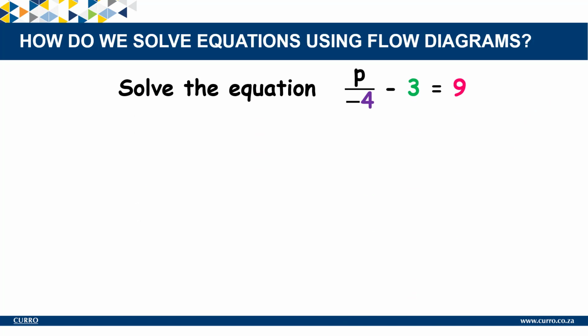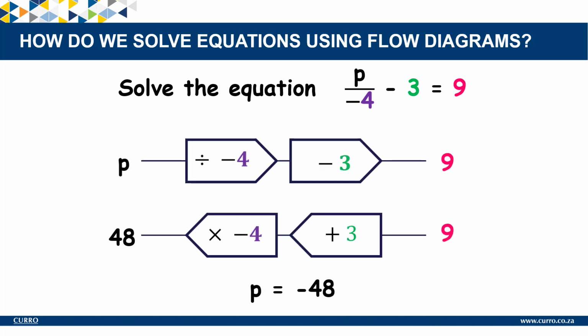Let's try this one. What happened to p? We divided p by negative 4. Then we subtracted 3. That is 9. To solve for p, we start with 9. We add 3, that is 12. And we multiply by negative 4. And oops, that should be negative 48. So p is negative 48.